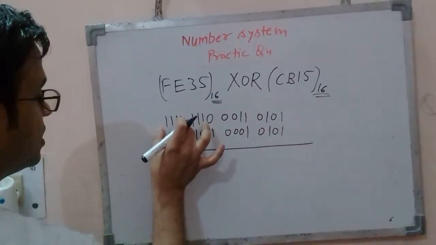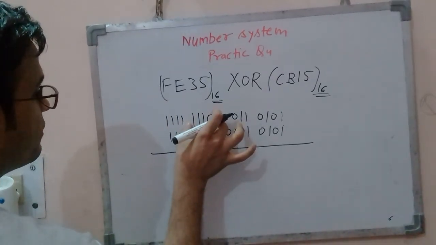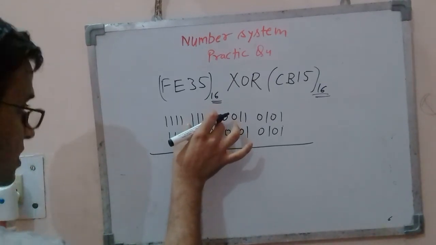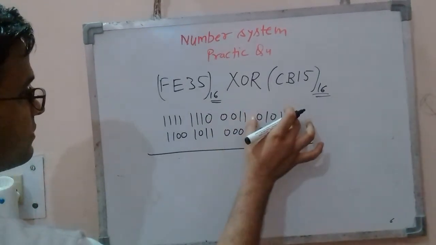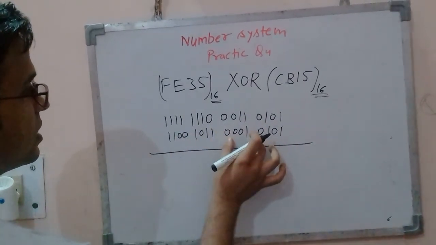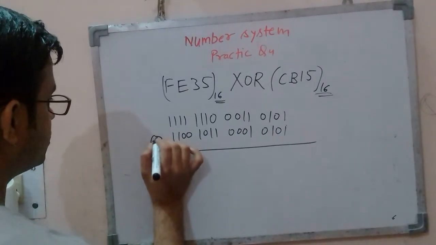So first of all, convert this hexadecimal number into the equivalent binary number. This is a group of 4 ones. This is F in hexadecimal. Group of 1 1 1 0, another group. This is E. Right? Similarly, this is 3. This is 5. Similarly, this is C. This is B. This is 1, and this is 5. Now you are asked to do XOR.